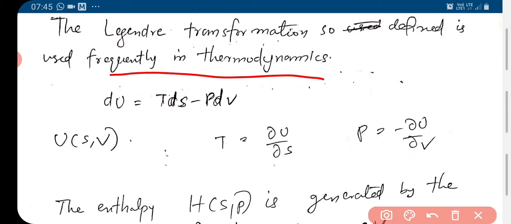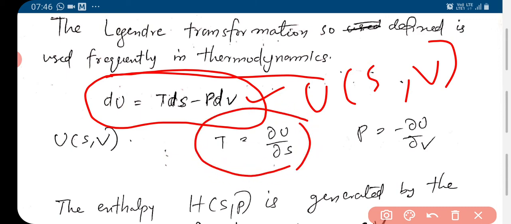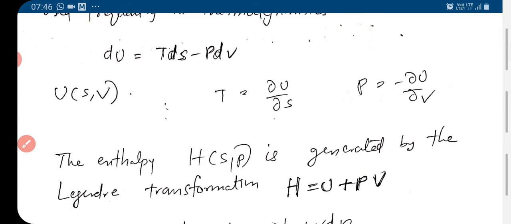Suppose we have this relation in thermodynamics: dU, the internal energy, is equal to TdS minus PdV. This shows U is a function of S and V, and we can write dU as ∂U/∂S dS plus ∂U/∂V dV. When you compare, we can say T is equal to ∂U/∂S, and P is equal to minus ∂U/∂V.